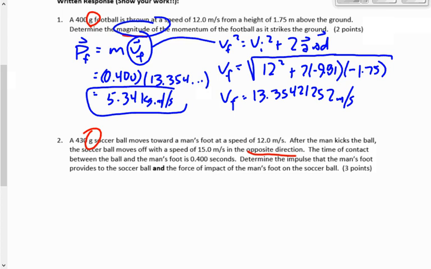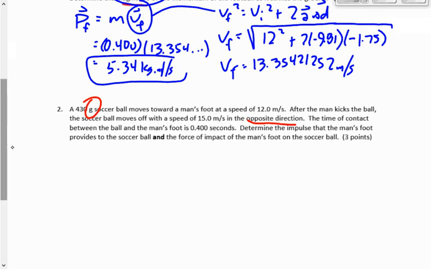Time of contact is 0.4 seconds. What's the impulse that the man's foot provides to the soccer ball and the force of impact that the man's foot provides on the soccer ball? All right, impulse is equal to m times delta v. It's also equal, let me write this down actually first. Impulse is equal to F times delta t, which is also equal to m times delta v.